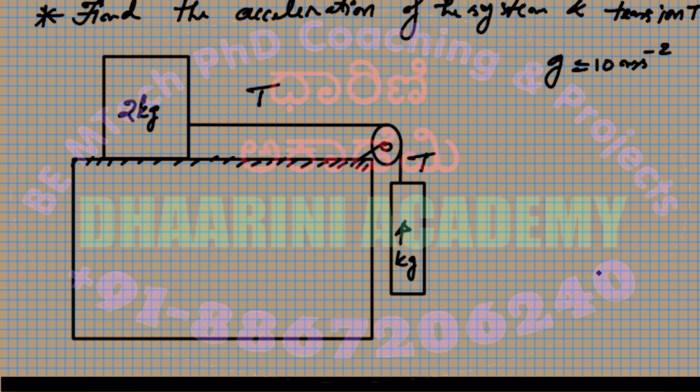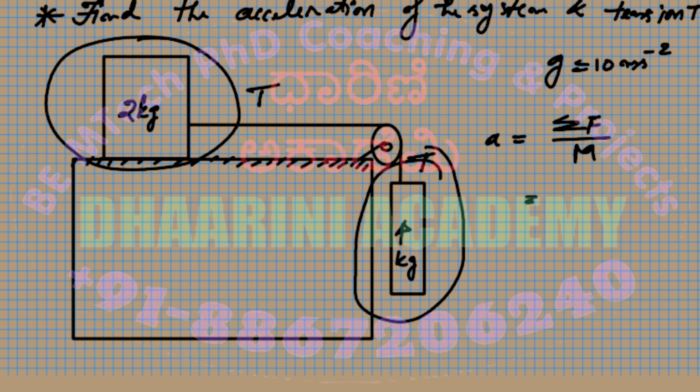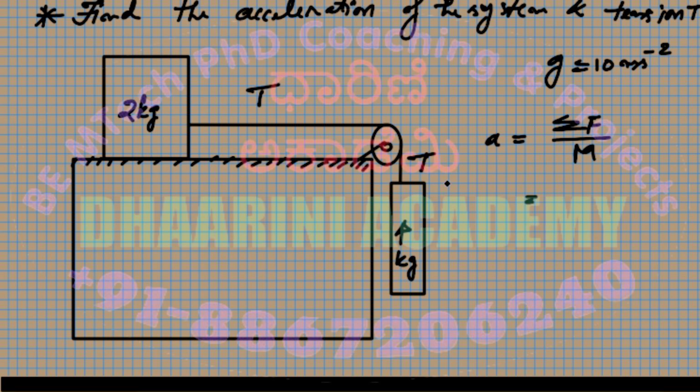Now for acceleration, whenever it's not straightforward, we always prefer to use the net pulling force by total mass. So net pulling force, I'll write summation F. It can be in any direction, X or Y, divided by the total mass M. The net pulling force of this whole system is just because of the 4 kg mass. There is no force that is inbuilt because of this 2 kg. Only this 4 kg is responsible for pulling the whole system downwards.